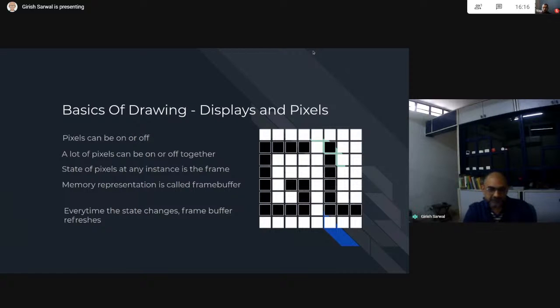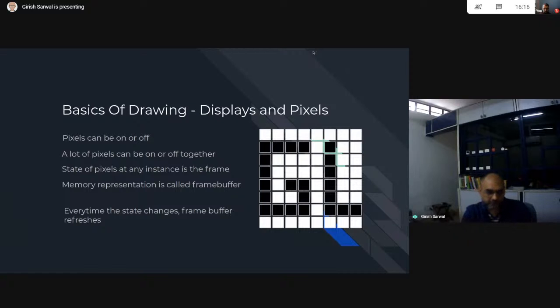Essentially, in this particular case, when a lot of pixels are on at a certain point in time, that is something we typically call a frame. Or for example, at this point, whatever you see on the screen is a frame. Now, if any one of these pixels turned off, then that would be another frame. And let us say we had all the pixels turning off, that would still be another frame. So the state of these pixels at any instance is typically what we call a frame.